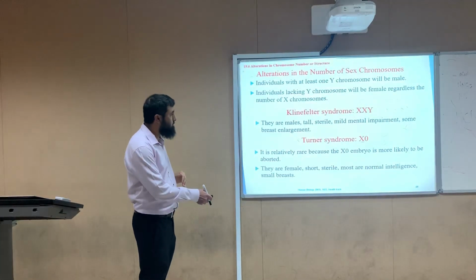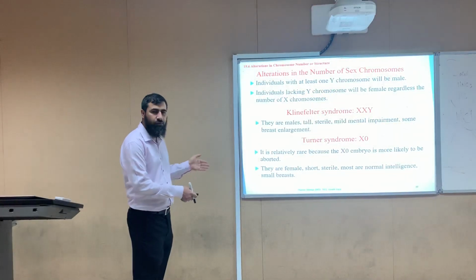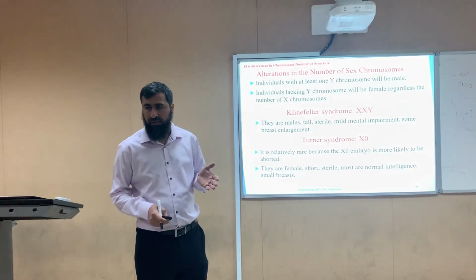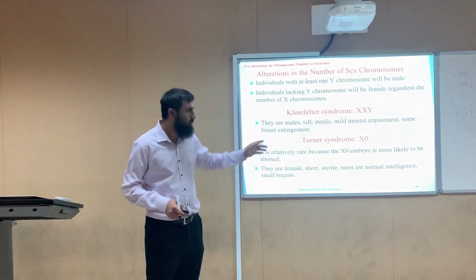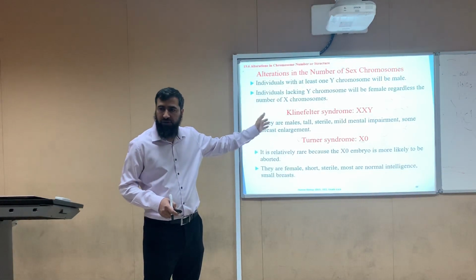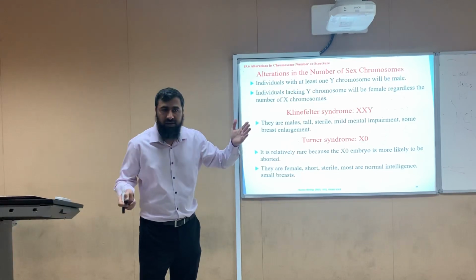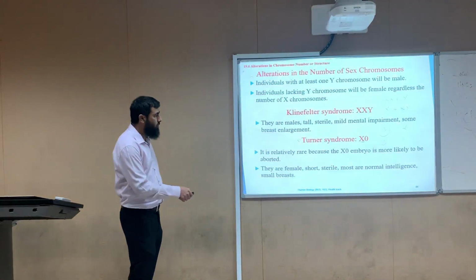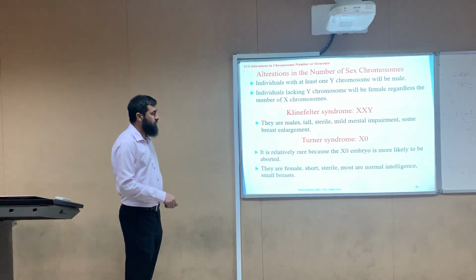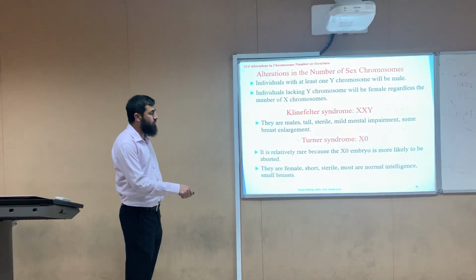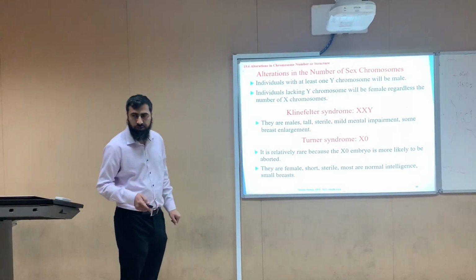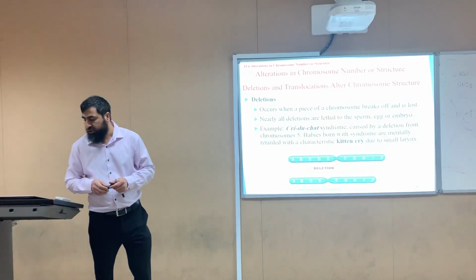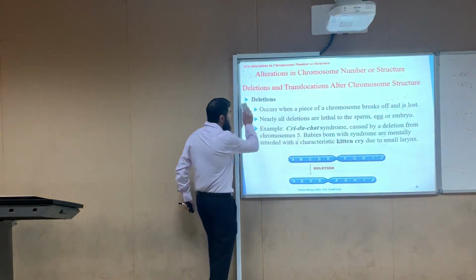As you'll understand in the next slide, changes in chromosome structure can also cause Turner syndrome. For example, parts of the X chromosome can get deleted, or translocated or whatever. So Turner syndrome, you've got one X, female, short, sterile, normal intelligence, but smaller breasts. So alterations in the chromosome structure can also cause diseases.